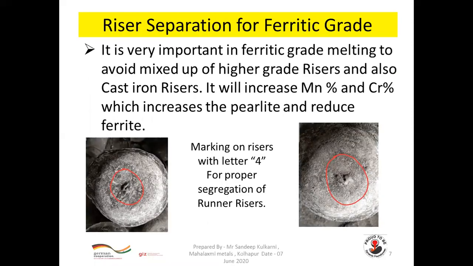Riser separation for ferritic grade. It is very important in ferritic grade melting to avoid mix up of high grade riser and also cast iron risers. It will increase manganese percent, chromium percent, copper percent, which increase the pearlite and reduce ferritic structure. You can see here marking on riser with letter 4 for proper segregation of runner riser at the melt shop.